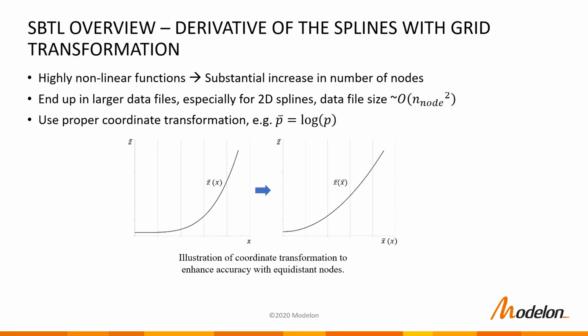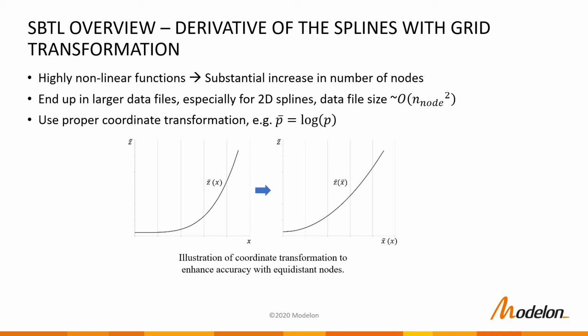The other key feature of SBTL refrigerant model that affects how we formulate its derivative is the grid transformation. The use of equidistant grid removes the computational overhead of searching through the grid when evaluating the spline. However, it will require a large number of data points when the function is highly nonlinear. Even worse for 2D splines.